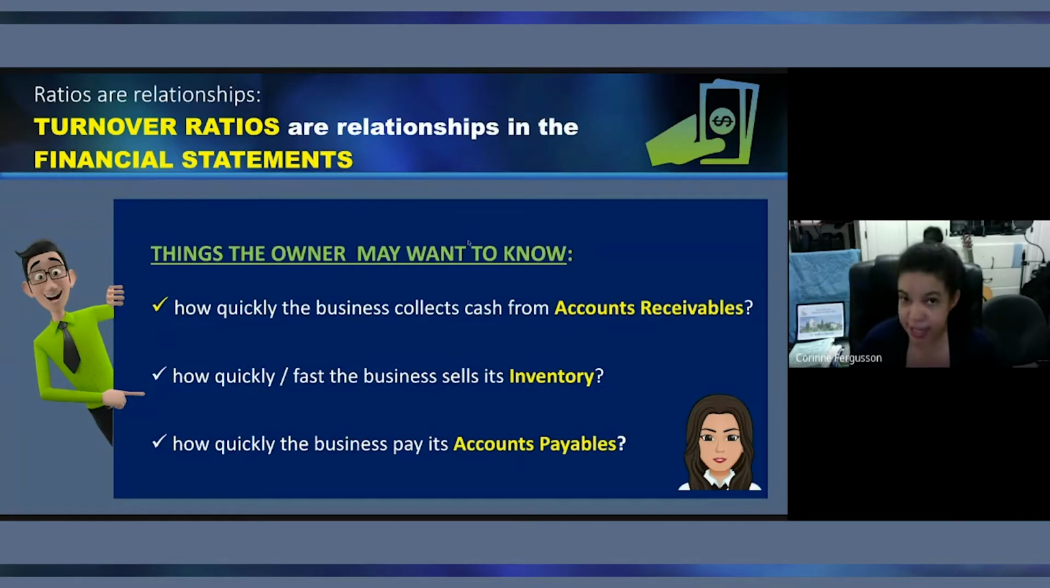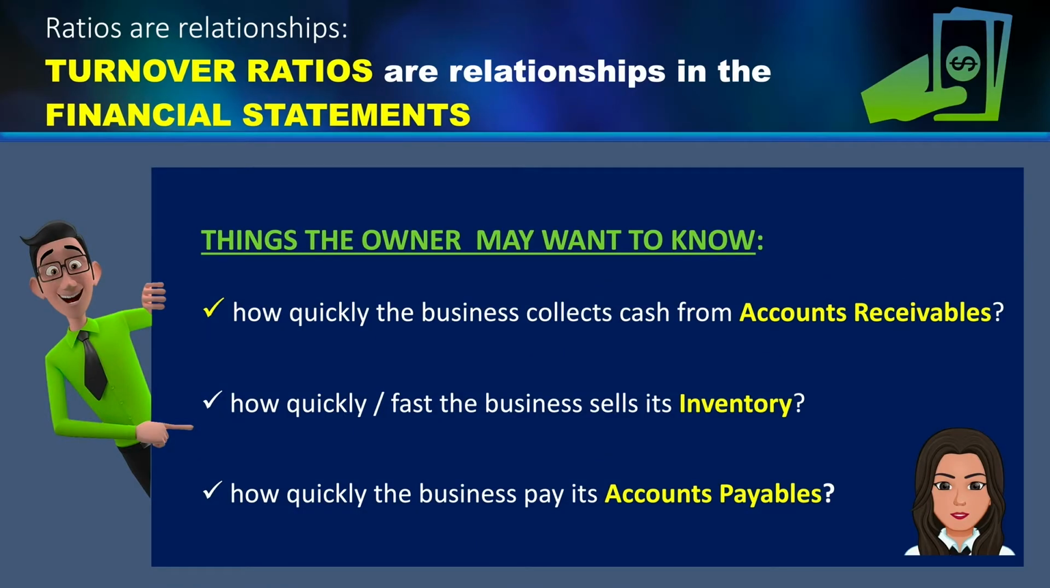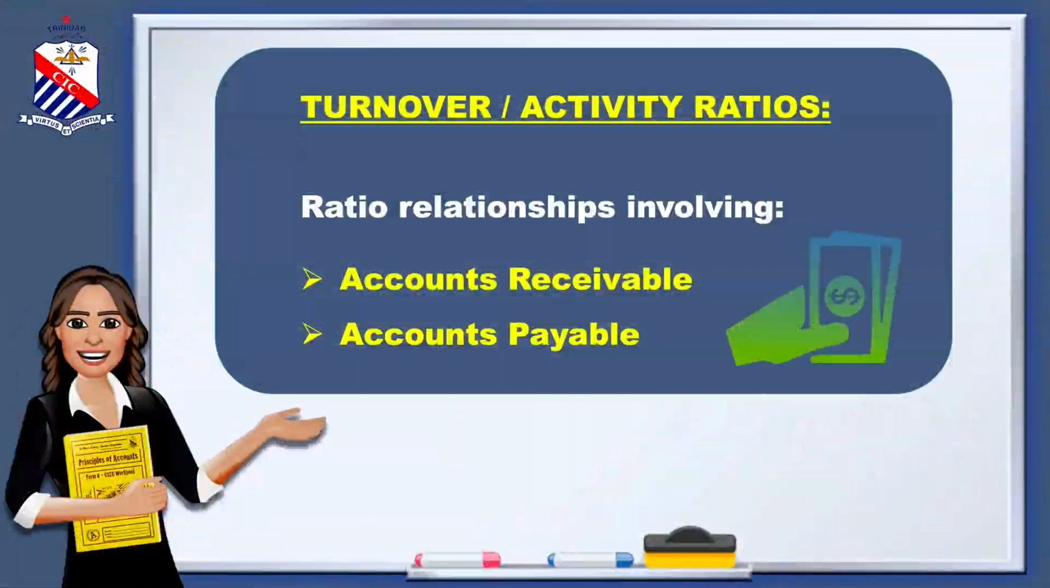Inventory is the least liquid of your current assets. So you do want to know how fast you are selling it and therefore converting it into the most liquid asset, which is cash. So the business would want to know that, and this is why we calculate what we call activity or turnover ratios.